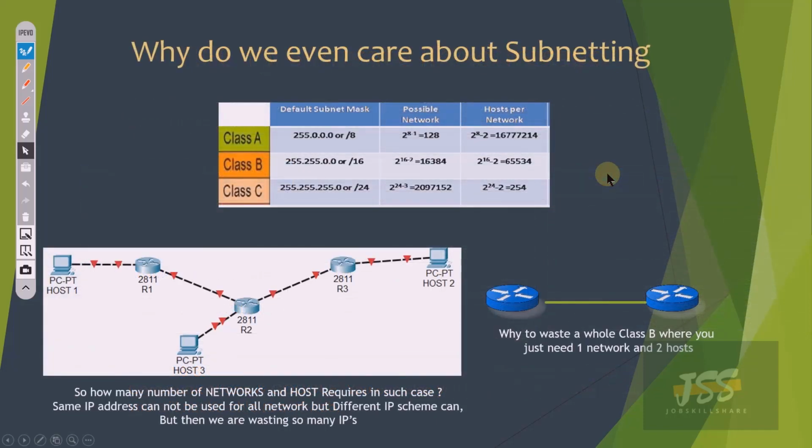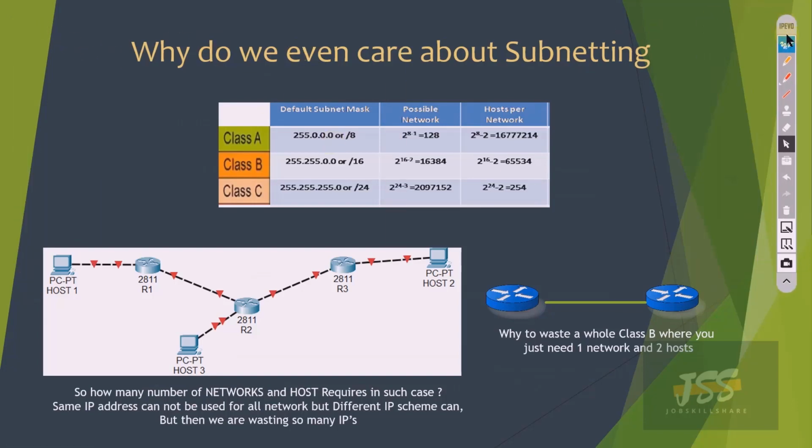Why do we even care about subnetting? By the way, we have already talked about these classes, then the ranges and everything. So why even do we care about subnetting?